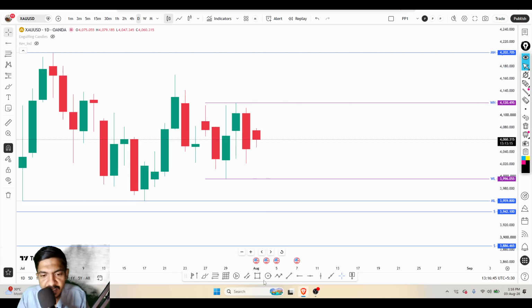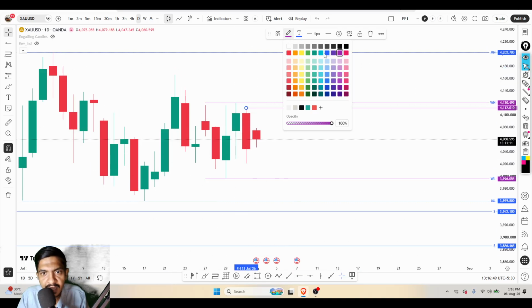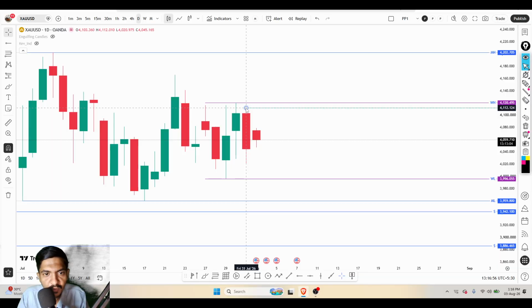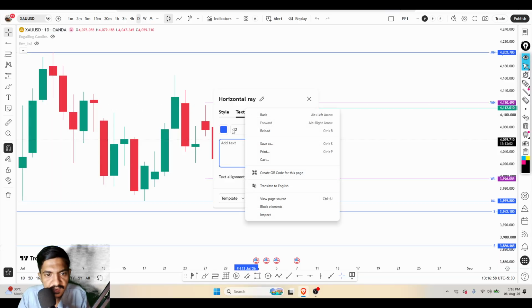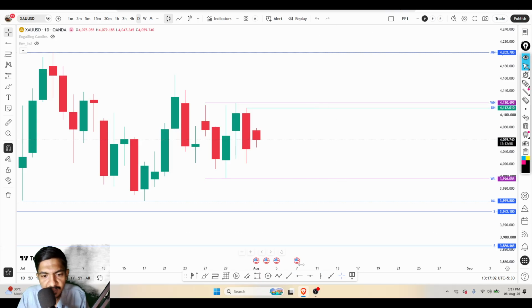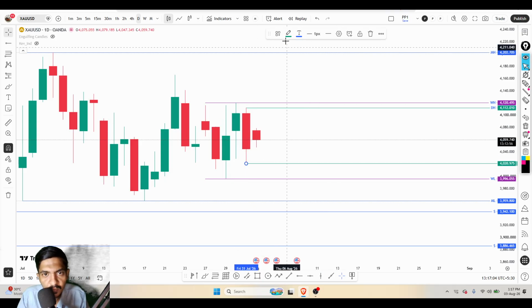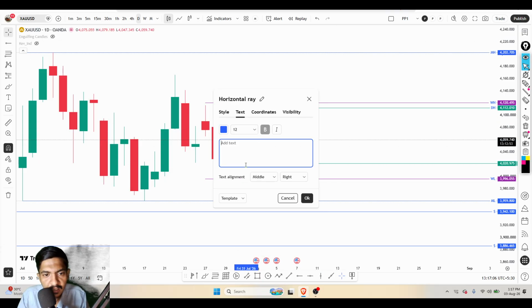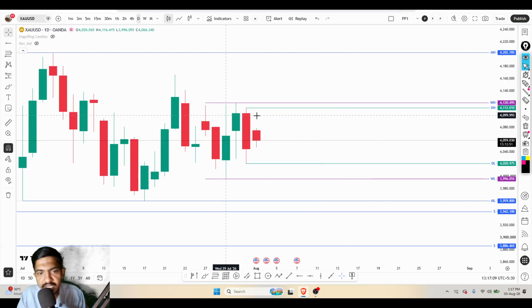Okay, so let's quickly map out our daily levels, which we will be marking as, let's go with green, not a problem. So this is the daily high. This is our daily high. Let's mark the daily low as well. This is the daily low. So the daily low is also done.